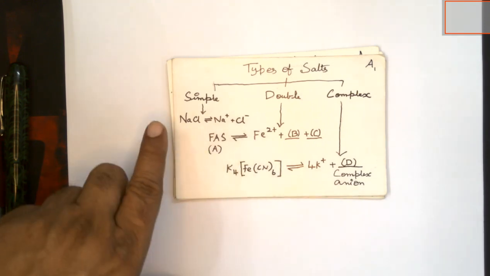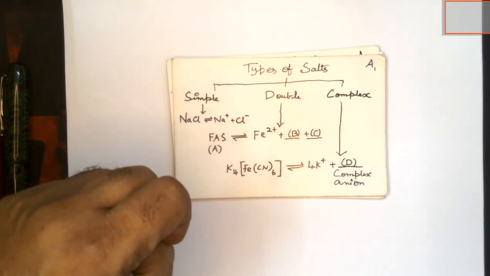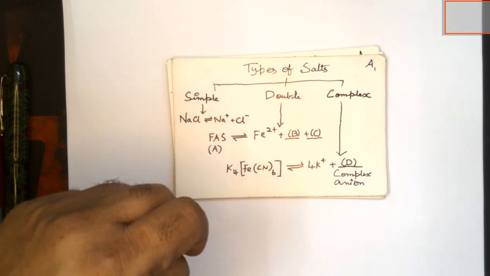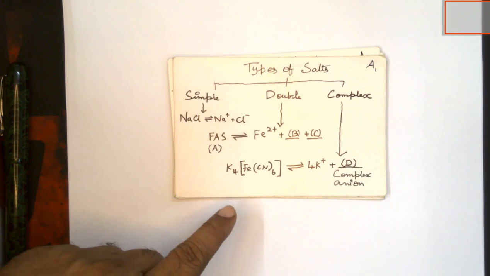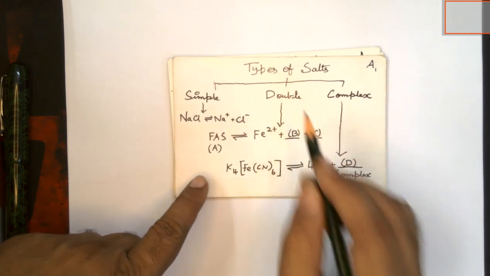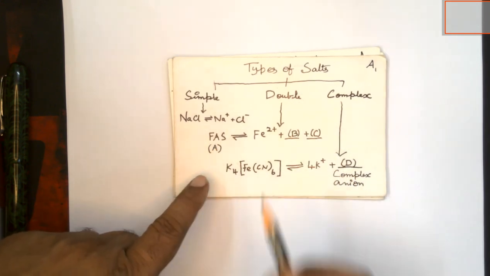Simple salt means you can take common salt, sodium chloride. When you ionize, what will happen? Na plus and Cl minus are resulted. Right? And what about double salt? For example, ferrous ammonium salt.